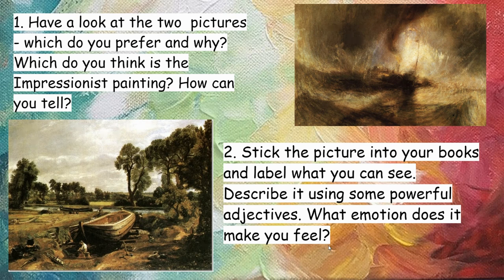Then your task 2 is, if you can, print these out and stick them into your books and label what you can see. If not, just, as I said, label them A and B, 1 or 2, and label what you can see. Describe it using some powerful adjectives. You could Google some powerful adjectives or use a thesaurus to support your work. Once you've done that, what emotion does it make you feel? Spend, I'd say, a solid 10-15 minutes doing this, and then come back to me.